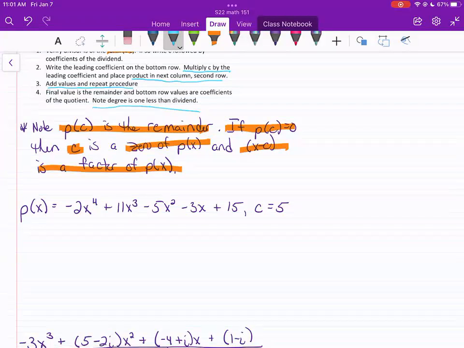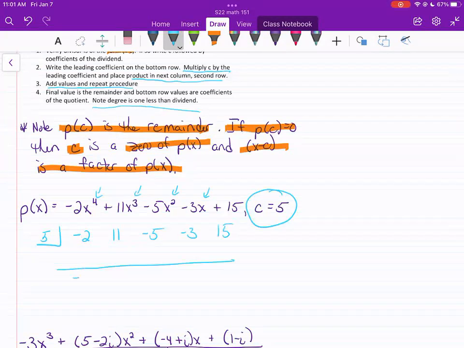If I want to divide P of x by x minus c, that tells me that c is 5. So I know that 5 goes out here, and then I'm going to list my coefficients. Notice I have all of the exponents, so I don't need any placeholders of 0. I drop down my -2, and now I begin multiplying. 5 times -2 is -10, leaves me with 1. 5 times 1 is 5, which leaves me with 0. 5 times 0 is 0, which leaves me with -3. 5 times -3 is -15, which results in 0.